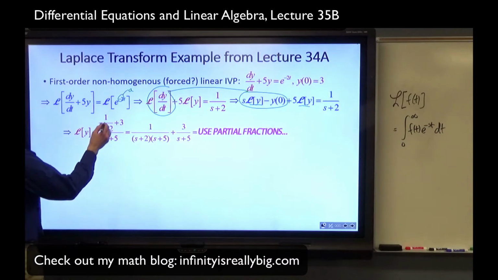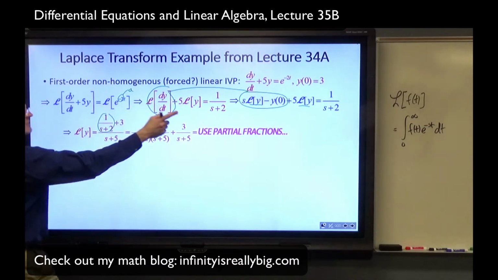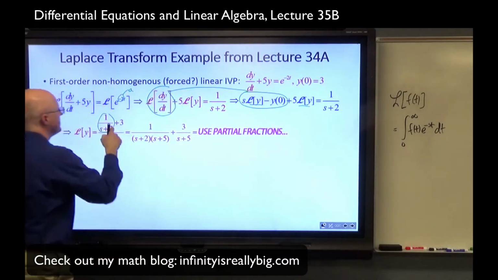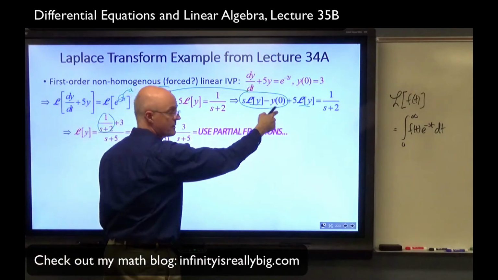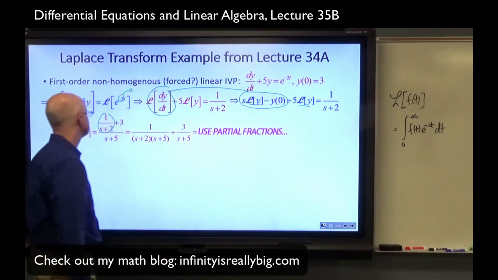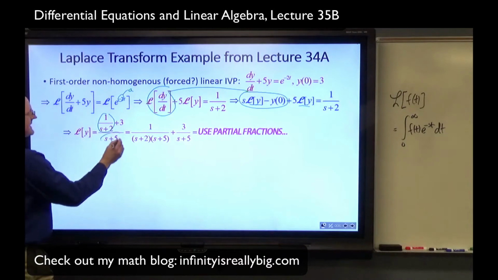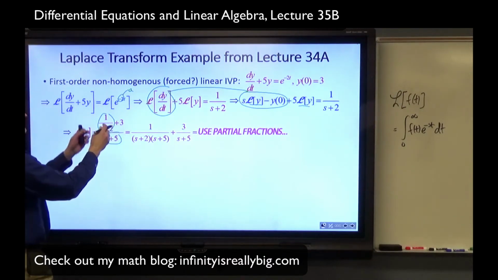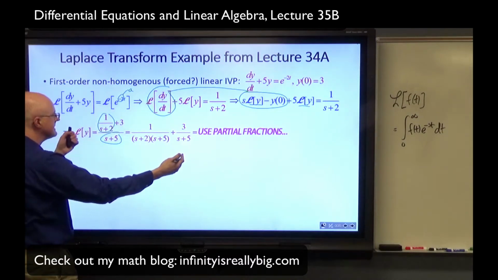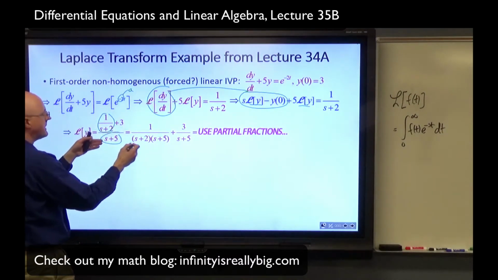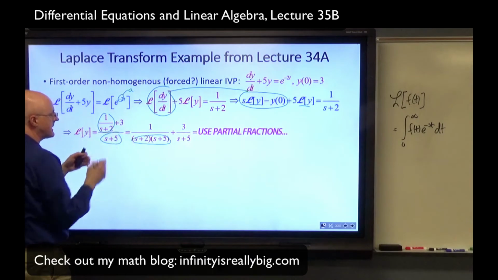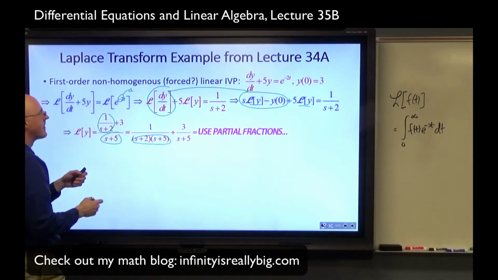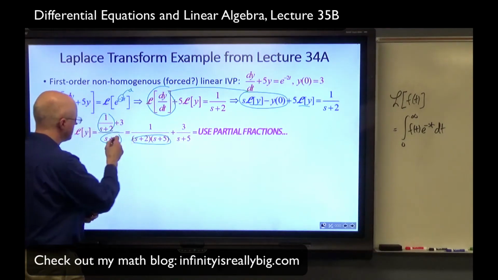So there's your 1 over s plus 2 from there. Plus 3 came from adding y of 0 to both sides, which was 3 to both sides. And then divide the whole thing by s plus 5. Simplify. You can break this fraction into two pieces and combine these denominators into a product in this denominator here. You can check that. Plus 3 over the same s plus 5 that you see there.